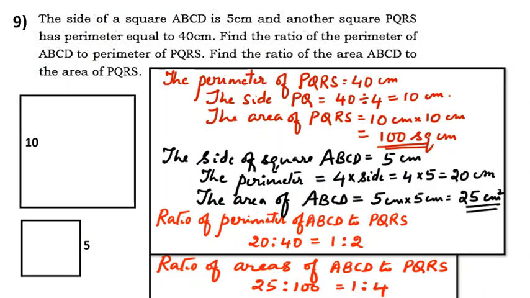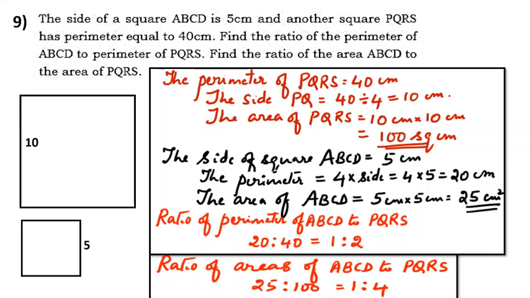Coming to one more problem, ninth one. Here this is something which is unique. The side of a square ABCD is given, 5 centimeter it seems. So this ABCD I have drawn down there, one small square. Its side is 5 centimeter. And there is another square, PQRS, bigger one. And it has a perimeter equal to 40.